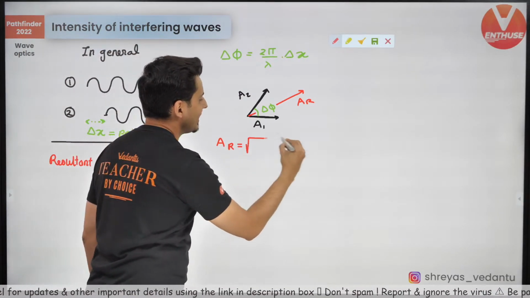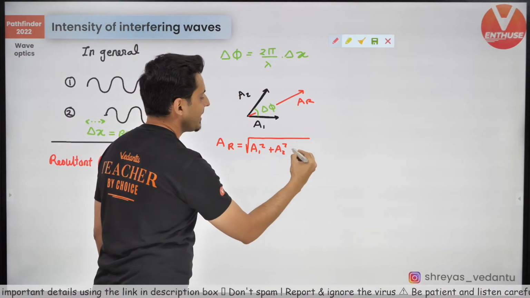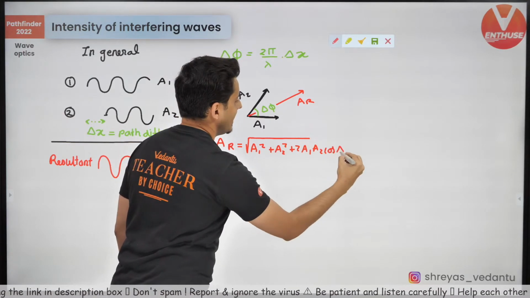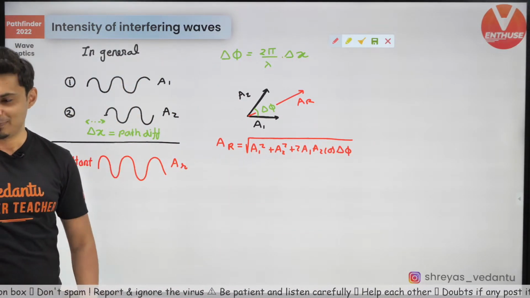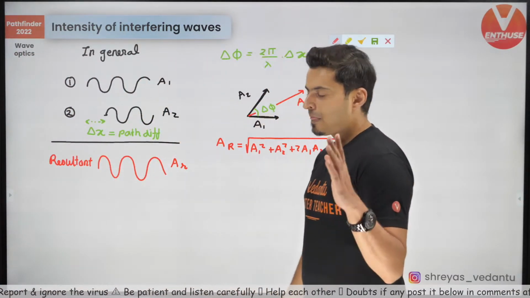So AR will be nothing but root of A1 square plus A2 square plus 2A1A2 cos del phi. So very, very important formula out here. Is that clear? Yep.